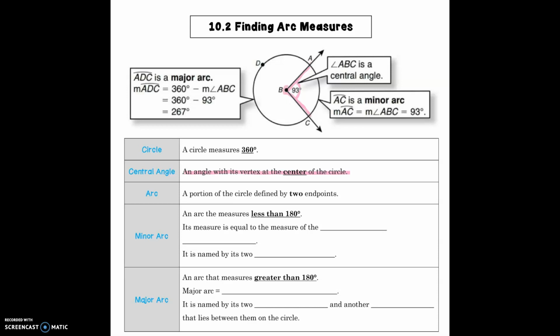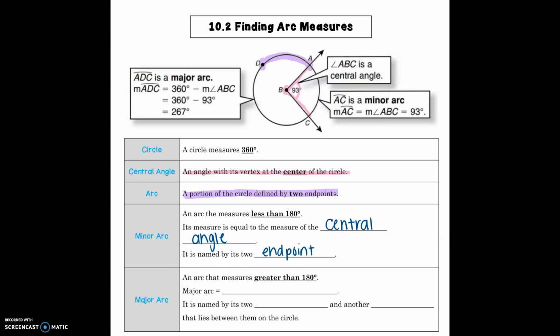center of the circle. An arc is a portion of the circle defined by two endpoints. So if we take endpoint D and endpoint A on the circle, we can say the portion of the circle between those two points is arc DA. A minor arc is an arc that measures less than 180 degrees. Its measure is equal to the measure of the central angle, and it is named by its two endpoints.